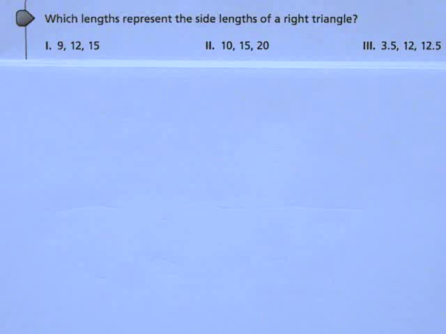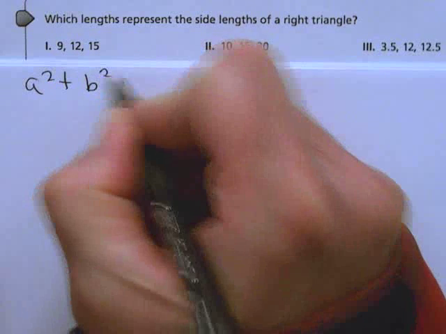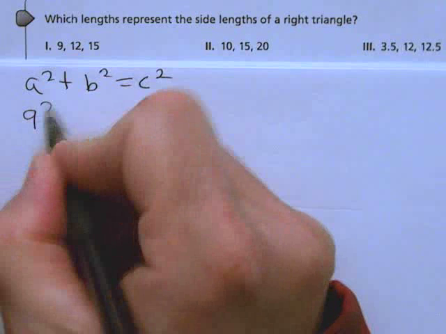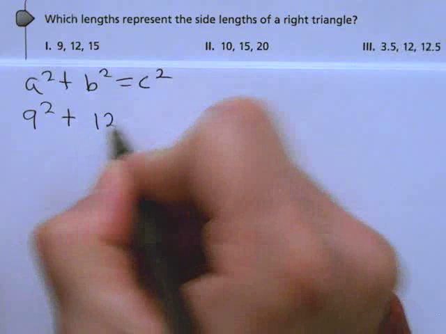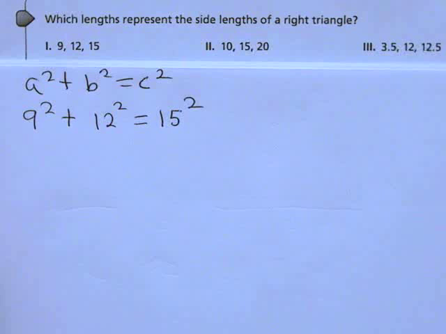So let's find out. Let's start with number 1. Once again, I'm just going to write the formula once for all three. A squared plus b squared should equal c squared. If it does, then I know I've got a right triangle. And what I mean by that is, is 9 squared plus 12 squared equal to 15 squared? If it is, then this is a right triangle.